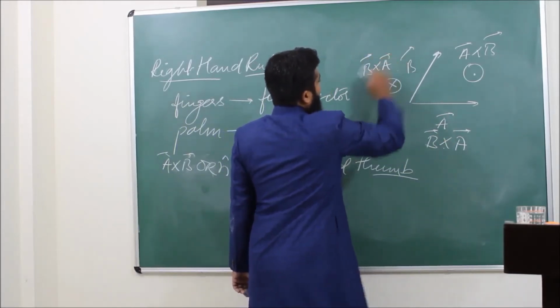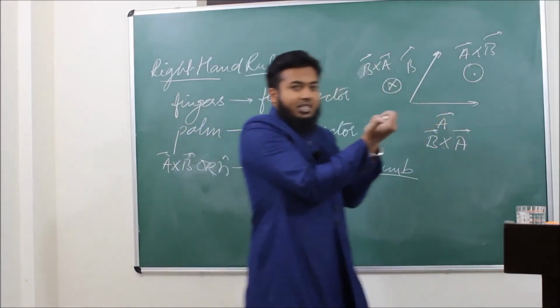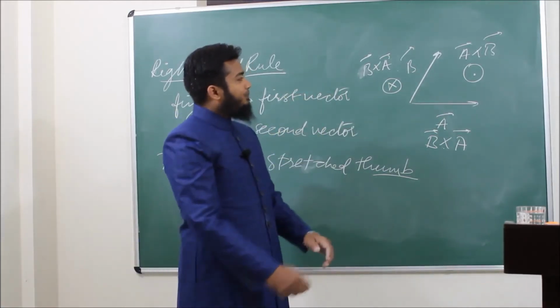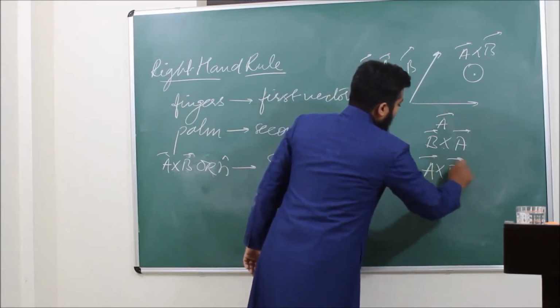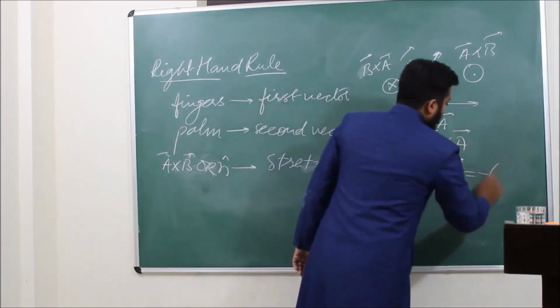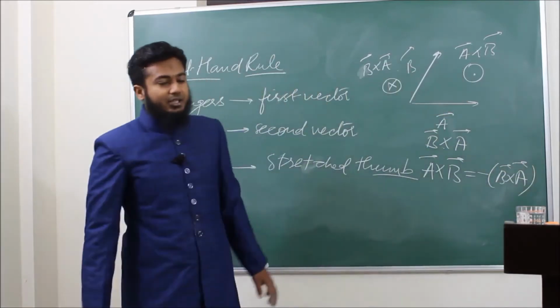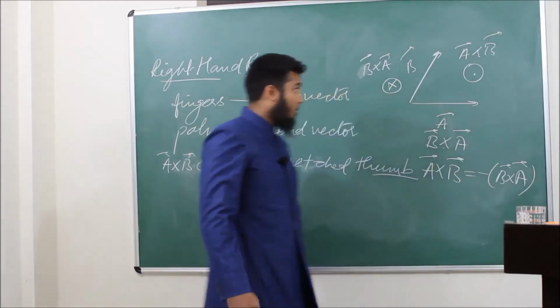B cross A is into the board, and A cross B is out of the board. Certainly they are just opposite. One is out of the board, the other is into the board. So I can say that A cross B is the negative of B cross A. They are in opposite direction. So I can say that A cross B is minus B cross A.